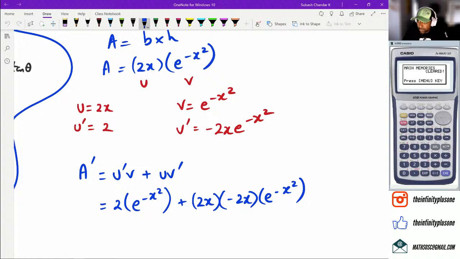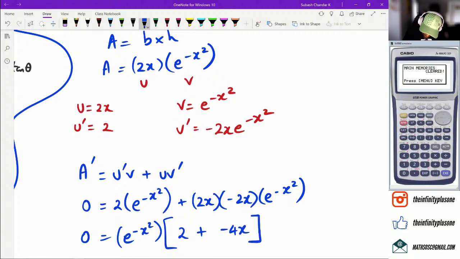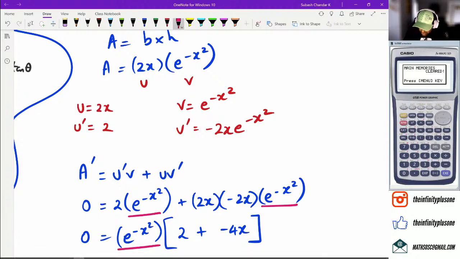So once we get this, remember that we've got to put area dash equal to 0, because that's when maximum or minimum happens. So at this point, I'm going to take out e to the power of negative x squared as a common factor, and what I'm left with is 2 plus negative 4x. Just in case you missed that, I've taken out e to the power of negative x squared as a common factor, and I'm left with 2 plus negative 4x.